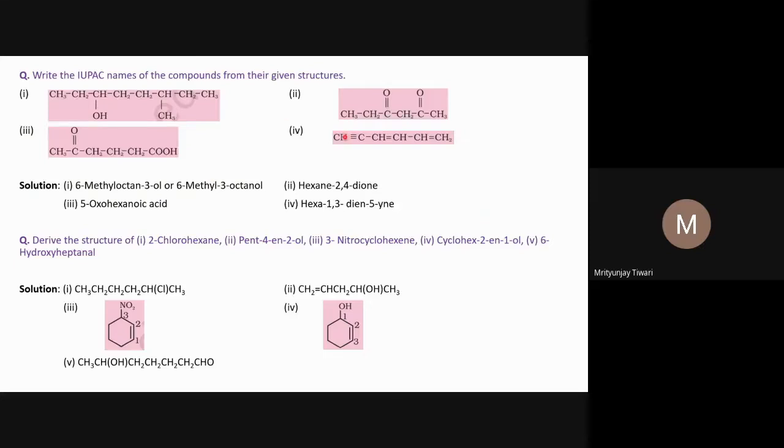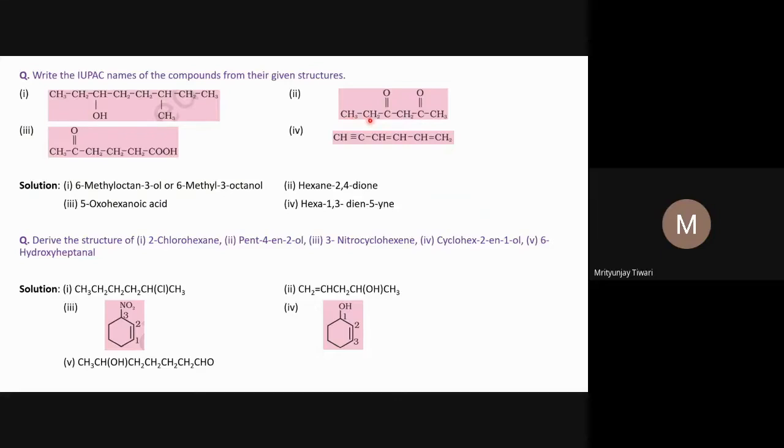Now let's look at the second structure. In the second structure we will do the numbering from this end, not from this end. So 1, 2, 3, 4, 5, 6. All are carbon atoms, and these carbonyl carbon atoms are also considered in numbering. In this case, numbering will not be done in this direction because the functional groups should take the lowest possible number. So 1, 2, 3, 4, 5, 6.